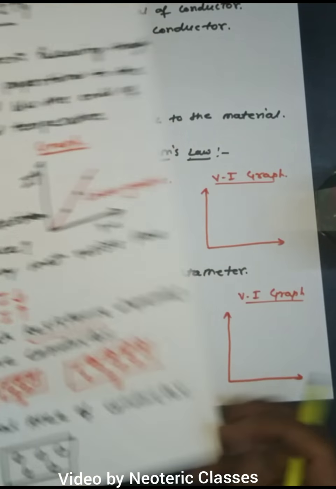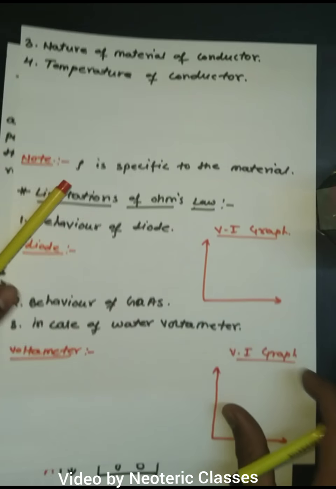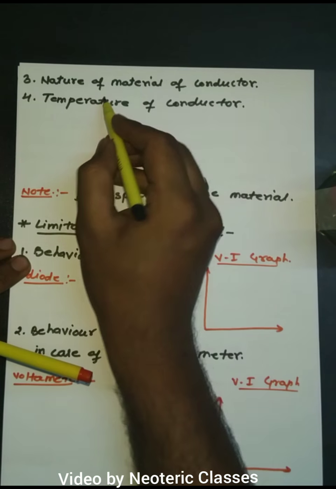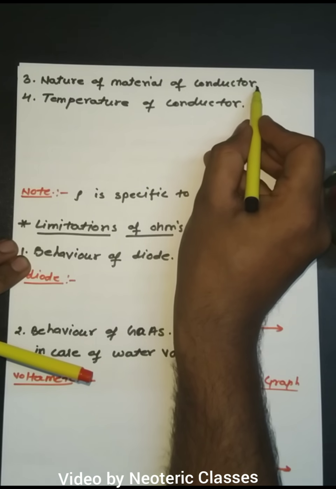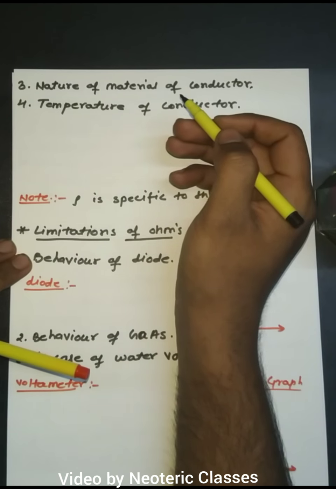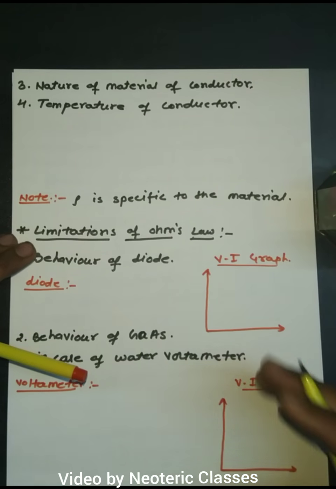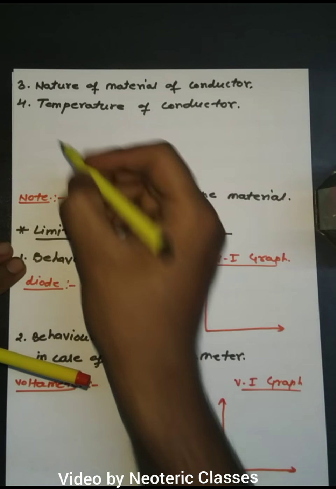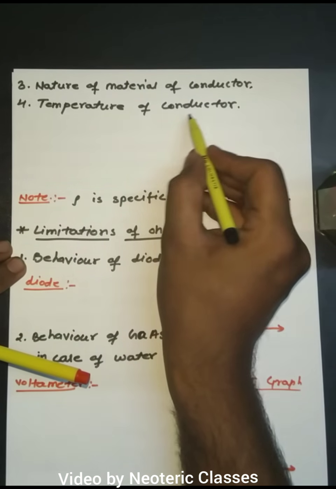Okay friends, so now what is the third factor of resistance? That is called the nature of the material of the conductor. This is again a quite important thing, that resistance depends on the nature of the material. That means if you have 2 or 3 different types of materials, all the materials have different resistance. Okay friends, so the fourth important point is called the temperature of the conductor.